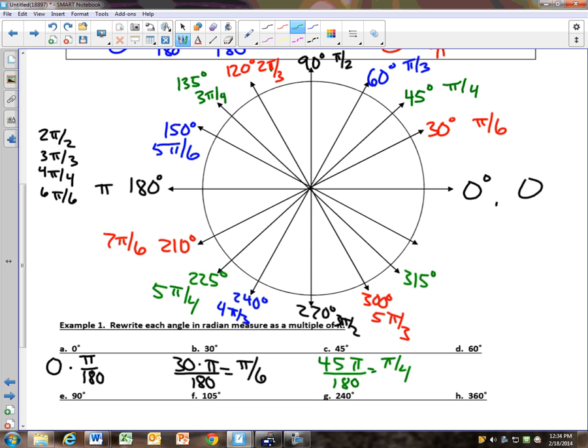Oh, 315 is a hard one. I know it's the same location as a 45, so I just count. I got 1, 2, 3, 4, 5, 6. Looks like I got 7 of them.